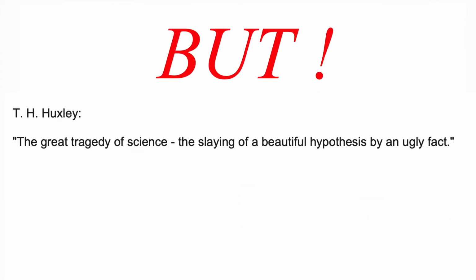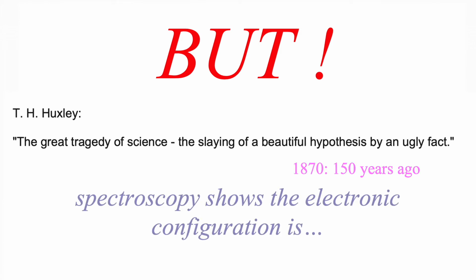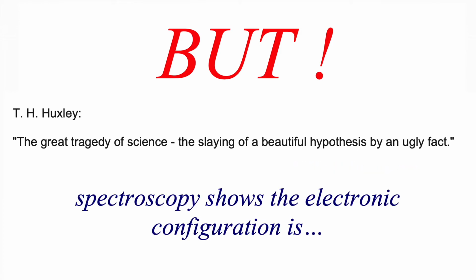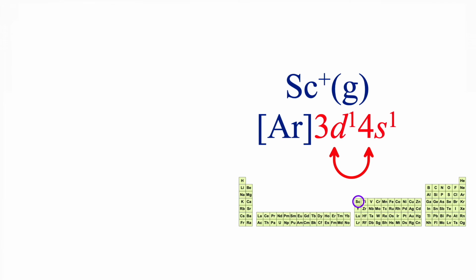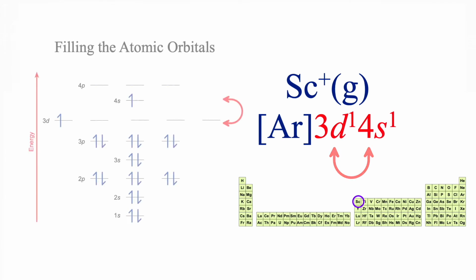3d0. But, as T.H. Huxley observed nearly 150 years ago, the great tragedy of science is the slaying of a beautiful hypothesis by an ugly fact. Spectroscopy actually shows the electronic structure of the scandium plus ion is 3d1 4s1. The d orbital is of a lower energy than the s orbital.